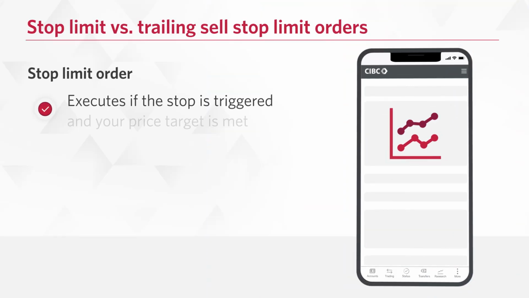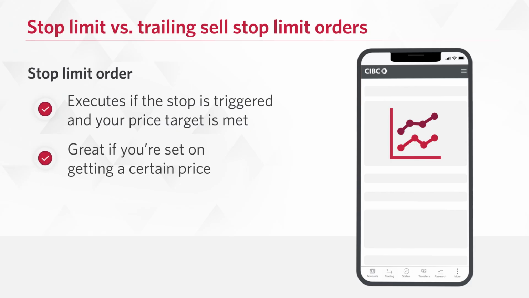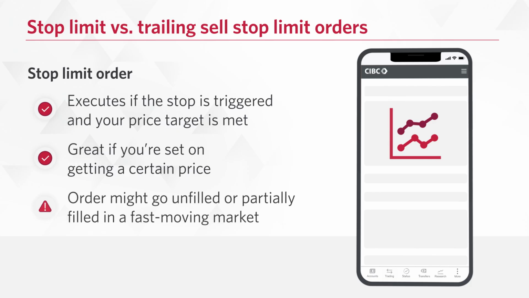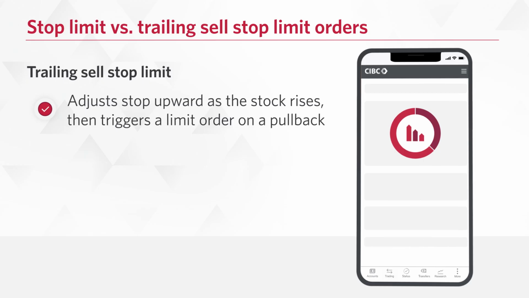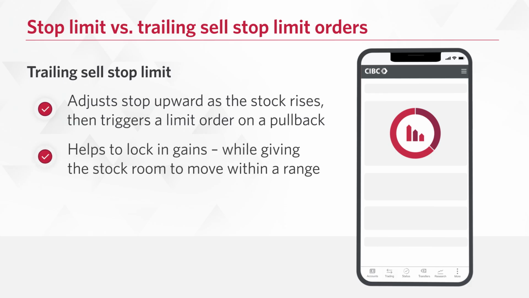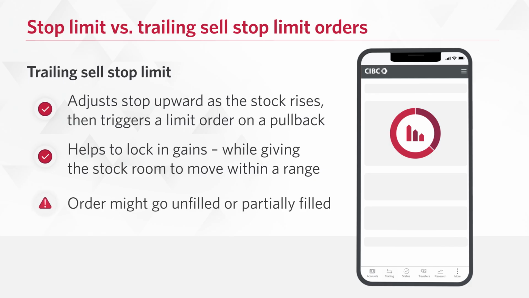A stop limit order executes if the stop is triggered and your price target is met. Great if you're set on getting a certain price. However, the order might go unfilled or partially filled in a fast-moving market. A trailing sell stop limit adjusts your stop upward as the stock rises, then triggers a limit order on a pullback. It helps lock in gains while giving the stock room to move within a range you define. But, like the stop limit order, the order can go unfilled or only partially filled. Both order types help you remove emotion from the equation and stay focused on your trading plan.